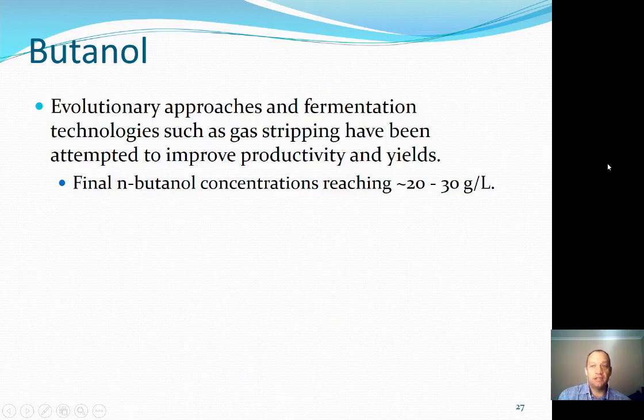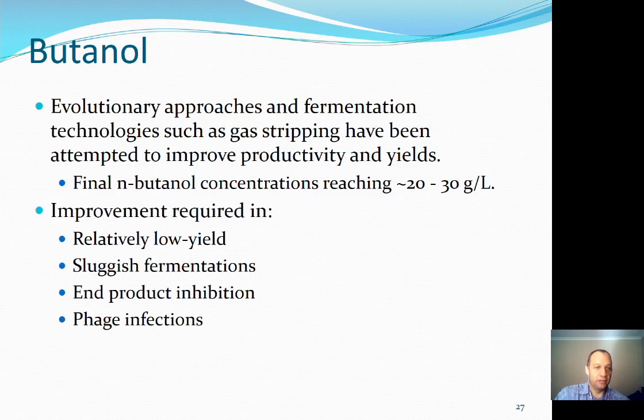There have been several research attempts to try and improve butanol production through evolutionary approaches and fermentation technologies such as gas stripping, which continuously removes butanol from the fermentation as it happens. There have been attempts to improve productivity in this way, so we can get final N-butanol concentrations reaching almost 30 grams per liter with these processes, but there's still a long way to go to produce enough butanol at a high enough rate and at a high enough yield to really compete even with bioethanol production.